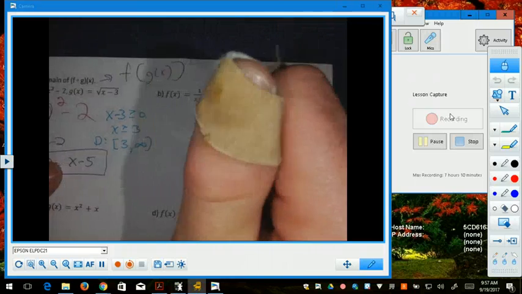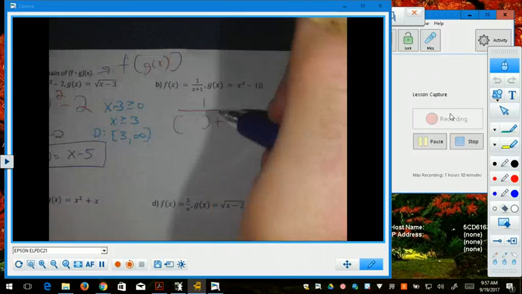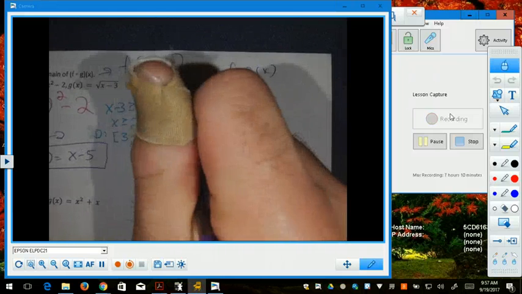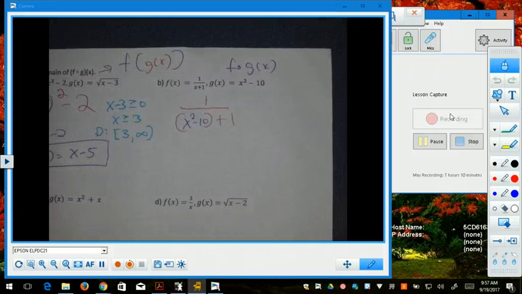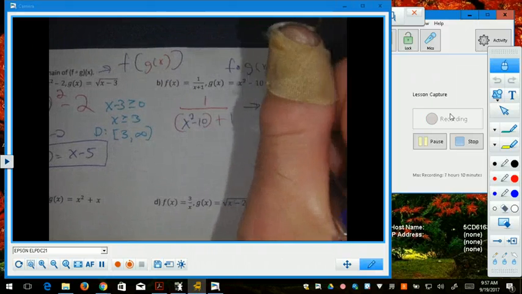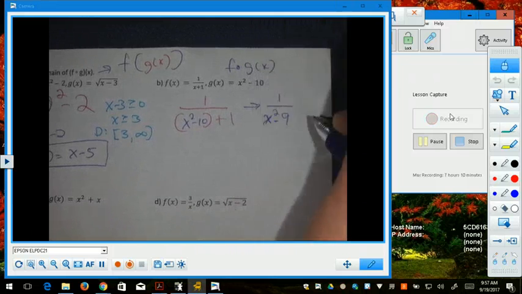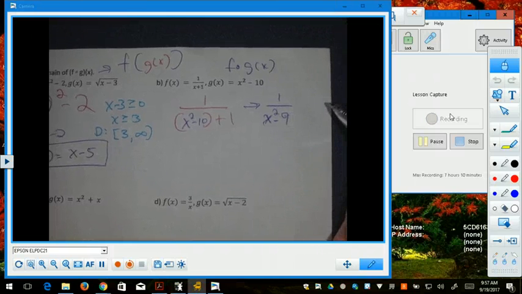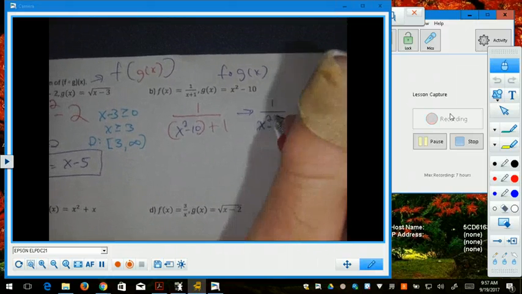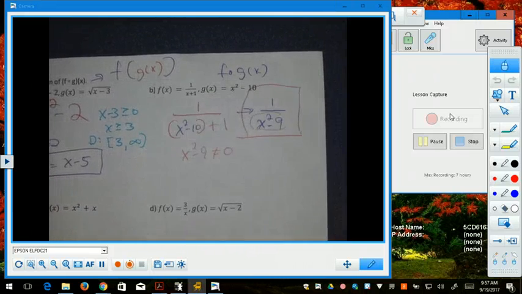So for letter B, we're supposed to do f of g of x. I have 1 over x plus 1. Remember, it's f of g of x, so g gets plugged into f. G is x squared minus 10. Even before I simplify, I know there's going to be domain restrictions that come from this denominator. That denominator simplified, not getting rid of any exponents or anything else like that, is x squared minus 9. Now this one you would have lucked out because nothing cancels. You wouldn't miss any restrictions. You would notice right away that x squared minus 9 cannot equal 0.